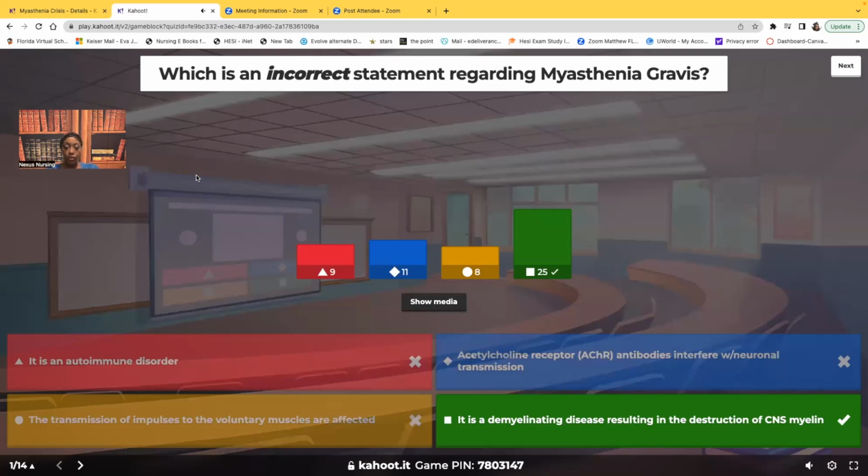Okay, guys, so the correct answer, or I should say incorrect, because we're looking for the incorrect answer choice, is the green one that says this is a demyelinating disease resulting in the destruction of CNS myelin. When we're talking about the destruction of CNS myelin, this is an autoimmune disorder, but it's not myasthenia gravis. That is multiple sclerosis. All of the other answer choices are correct in regards to myasthenia gravis.